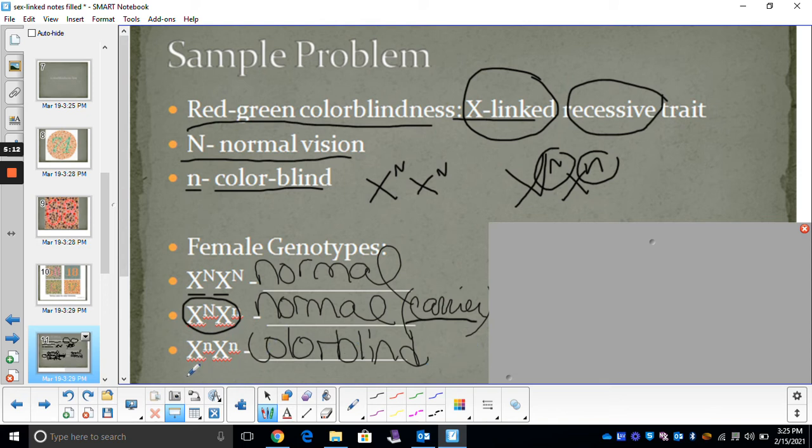As far as a colorblind female, she actually has to have both color blindness genes to be considered colorblind. So she has to have both recessive genes to be colorblind. Now, males, we're not so lucky.